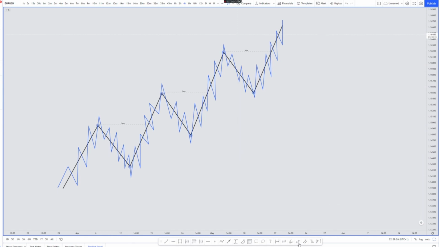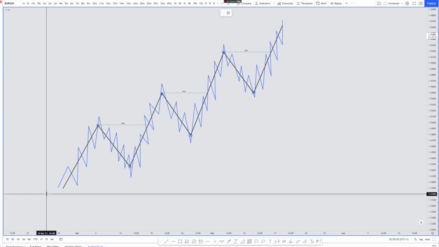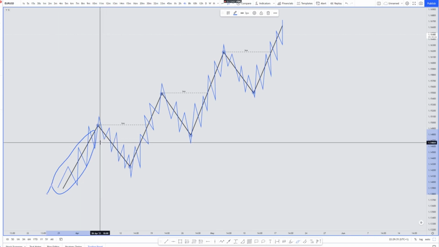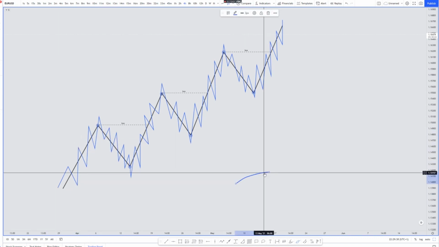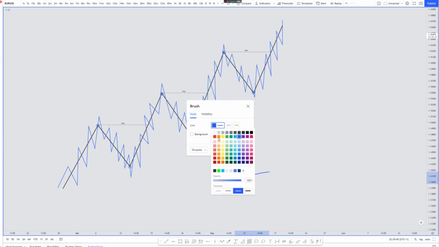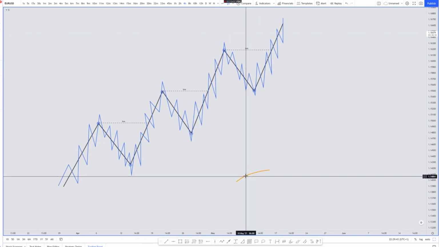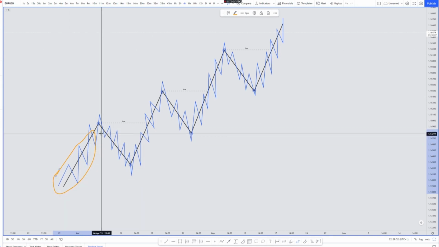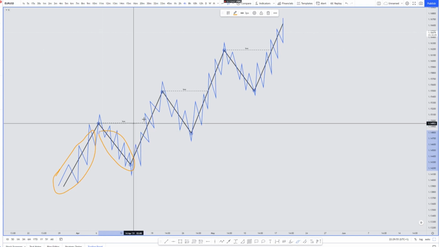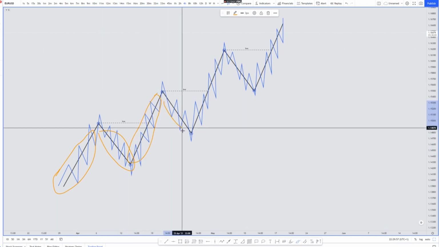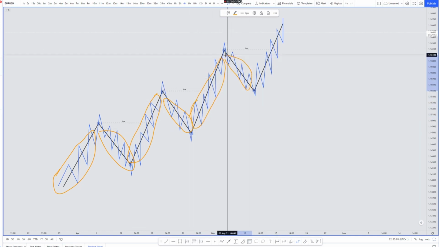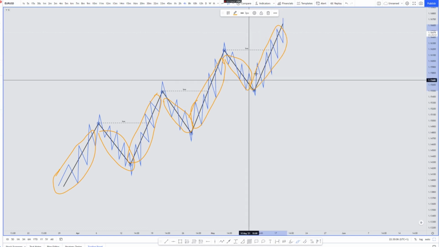Now, something I want to make note of is how many continuations there are. Let's go orange. But let's make note of how many continuations there are. So you have one continuation here, pro 4-hour trend. One continuation here, counter 4-hour trend. Continuation, continuation. And look at all the pips there is to catch in the continuations of these legs.